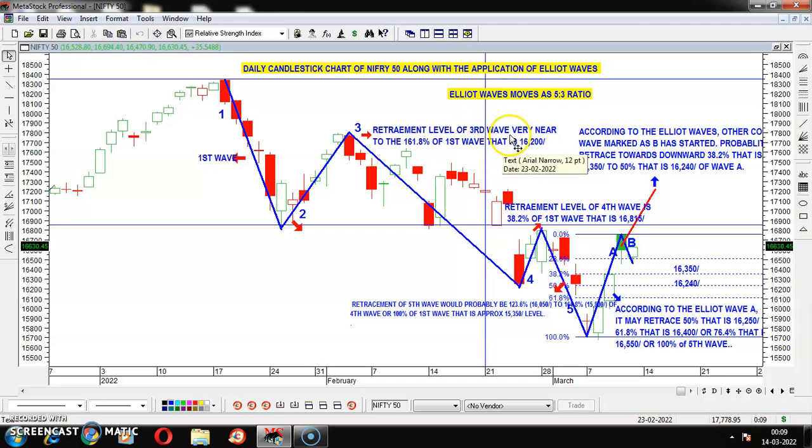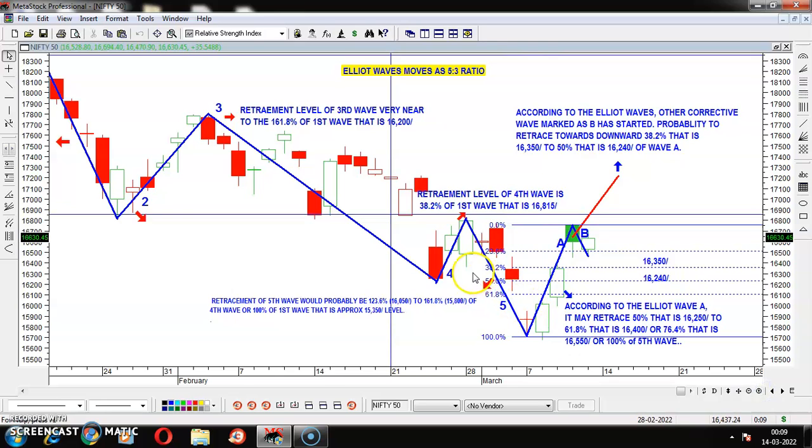The retracement level of the third wave is very near to the 161.8% of the first wave, that is 16,200. So this is the retracement level of this. And also this is the fourth wave. The retracement level of the fourth wave is 38.2% of the first wave, that is 16,815. I have already clearly mentioned. So now this is the third wave. After this is the fourth wave, and this is the fifth wave.